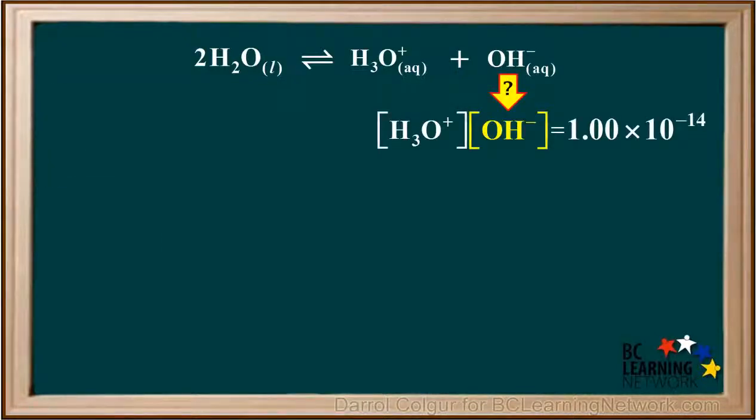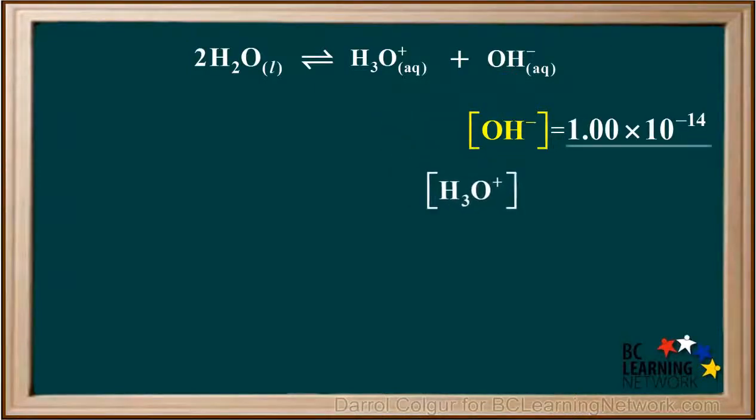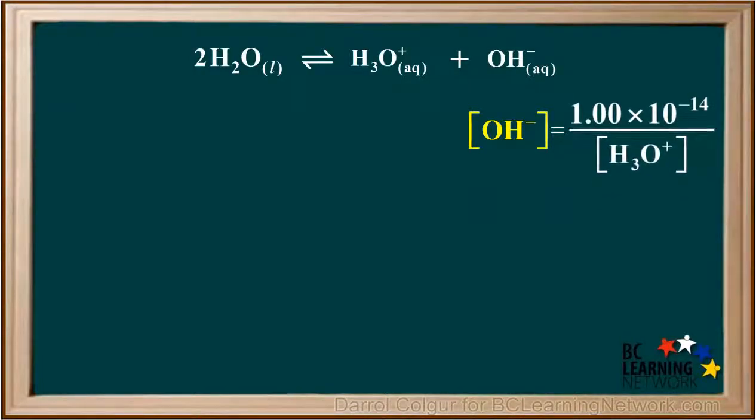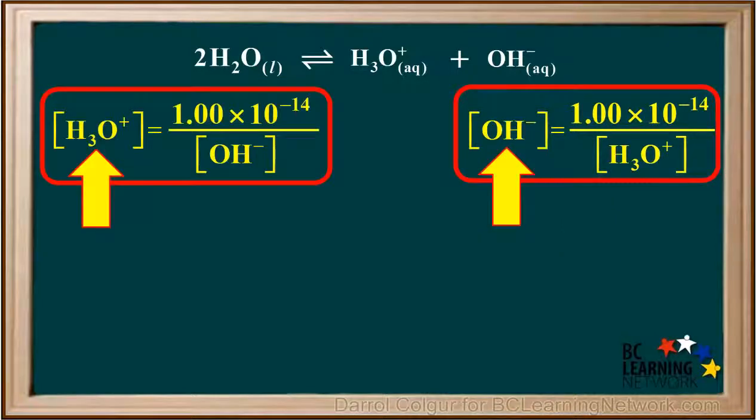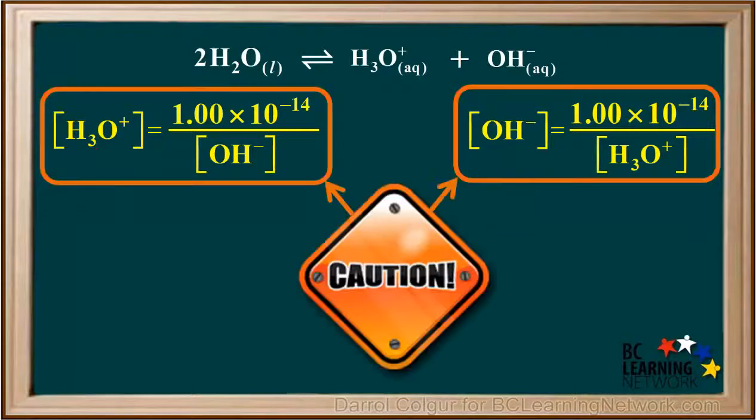We can also find the concentration of OH- in any aqueous solution given the concentration of H3O+ by rearranging this equation to solve for OH- concentration. We divide both sides by the concentration of hydronium and tidy up. And we're left with this equation. From now on, we can use whichever one of these equations we need.